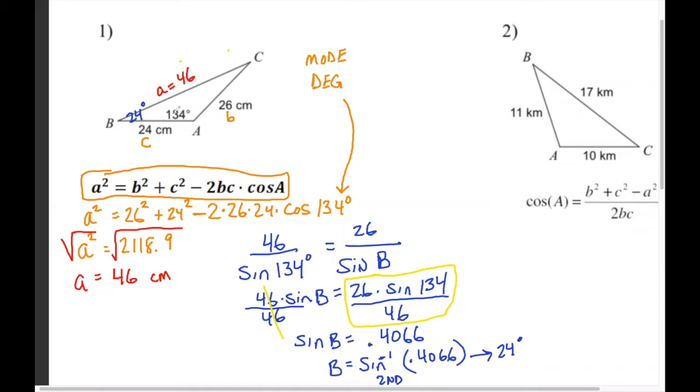So now I notice the only thing that's missing, ladies and gentlemen, is angle C. But if you know two out of the three angles of any triangle, that's simple. You just use the triangle angle sum, which is 180, minus what you have, 24 degrees for angle B, minus 134 degrees for angle A. And doing the arithmetic here, I've got 180 minus 24 minus 134, which is 22. So angle C is 22 degrees, and this triangle is fully solved.